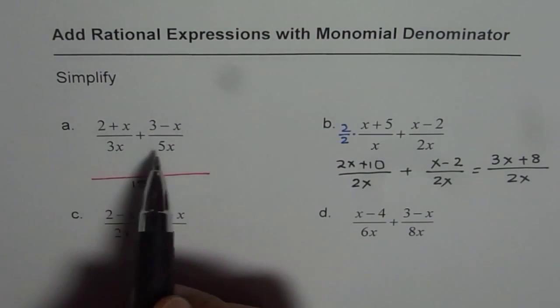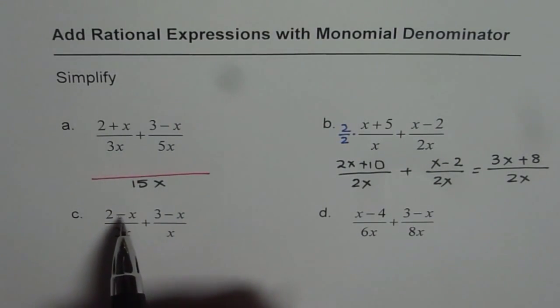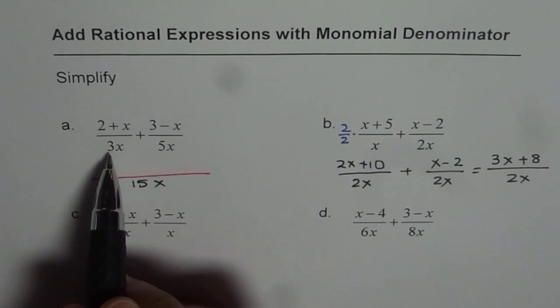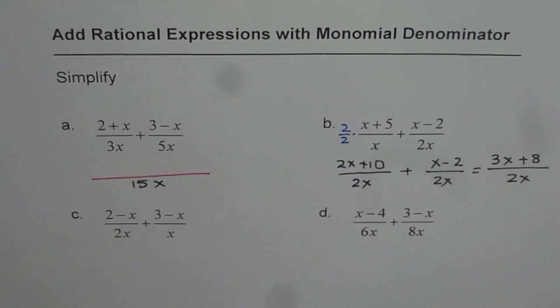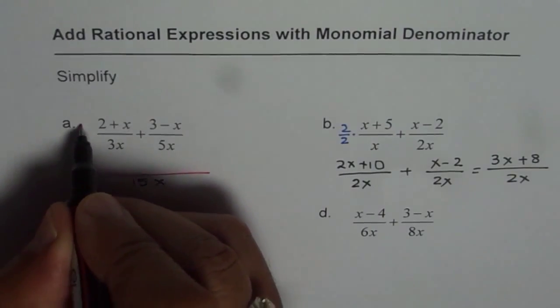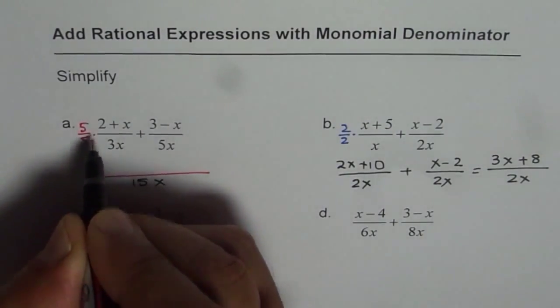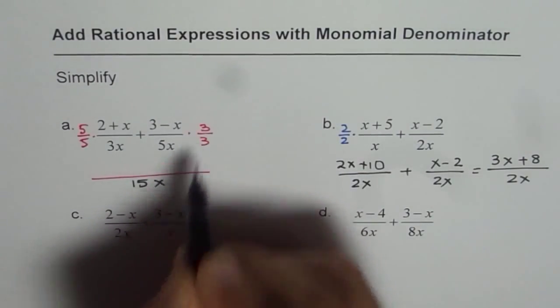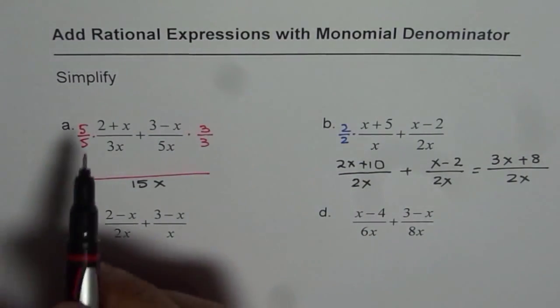Now we want to make each one of them a rational expression with denominator of 15x. How can I make it 15? I have to multiply the first term by 5, right? So basically I'll multiply this by 5 over 5, and here I should be multiplying this by 3 over 3, correct? So let's do it.